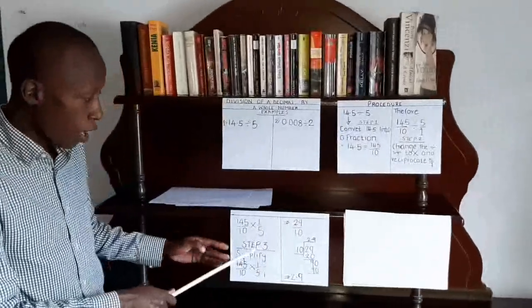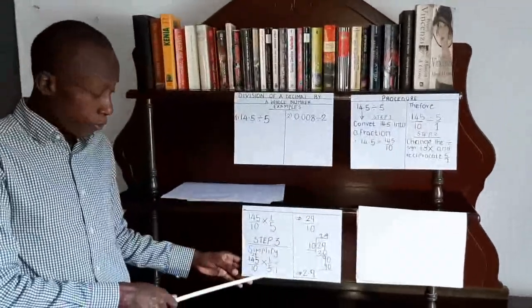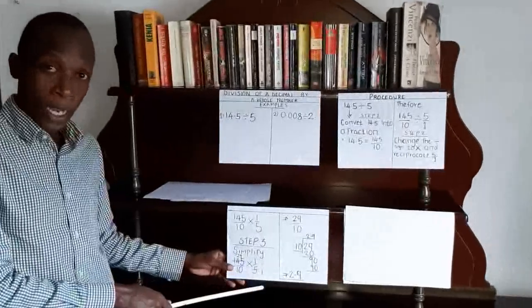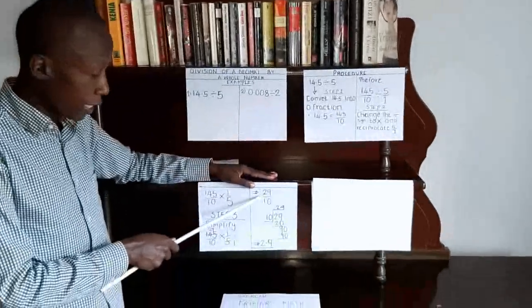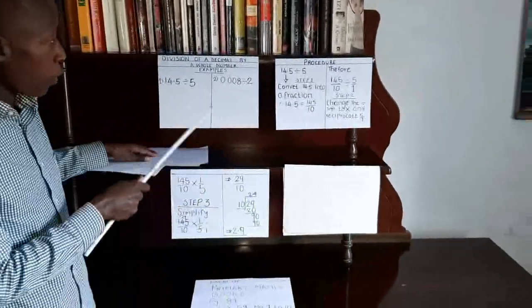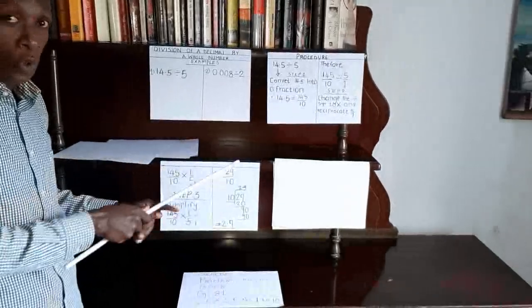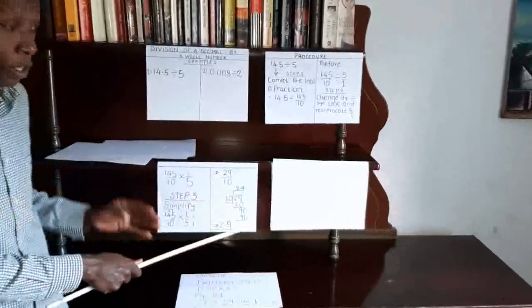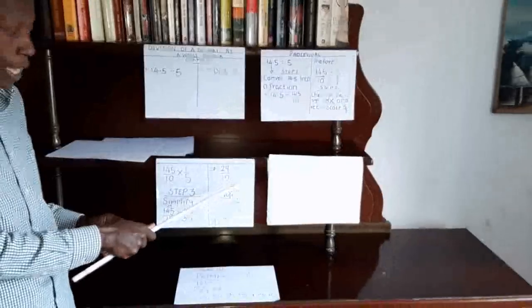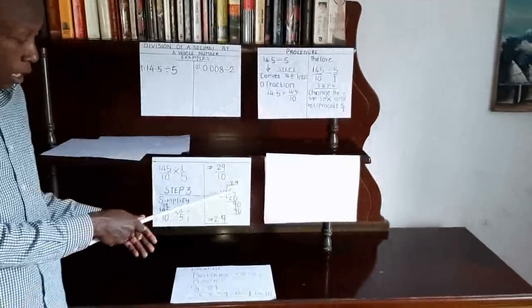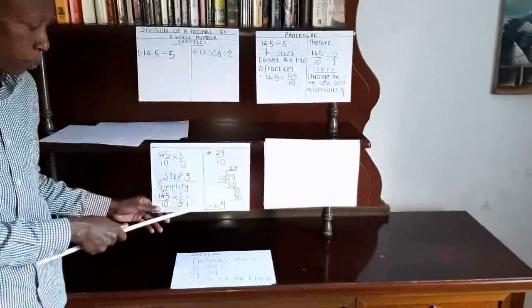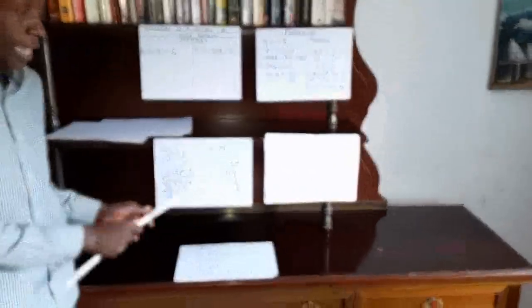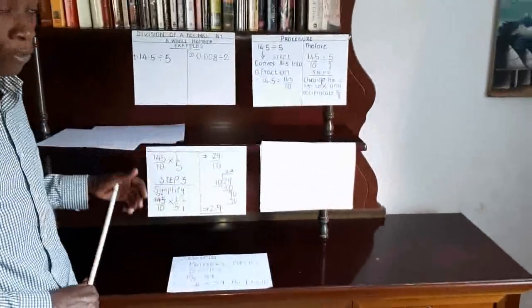Step 3, now you simplify 5 by 1 and 5 into 145, 29 times. So 29 over 10. Because we are learning about decimals, your answer should be a decimal. Therefore, you divide 29 over 10, as shown here, whereby the answer is going to be 2.9. I hope you are following.